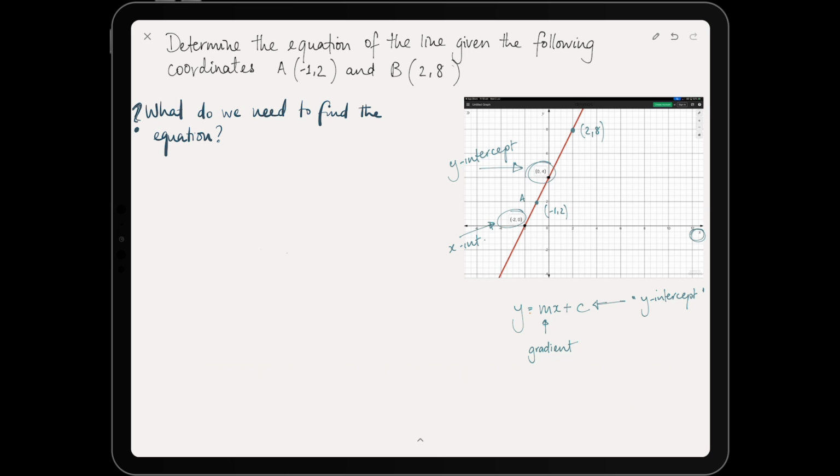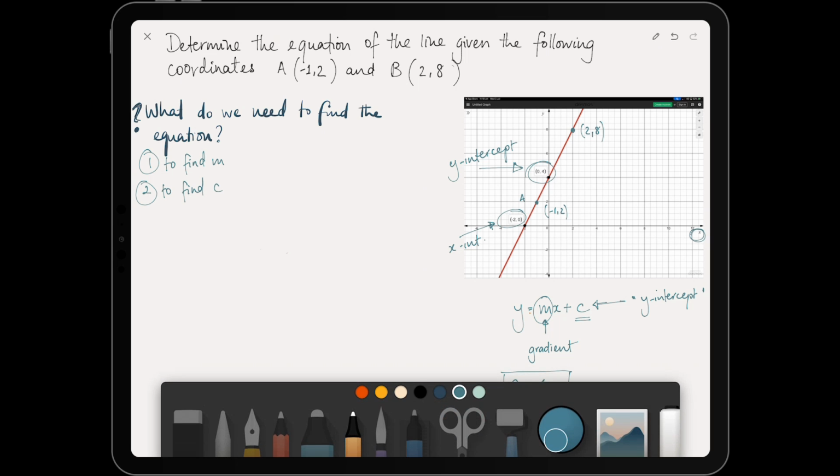Looking at this, we've actually got our y-intercept. We know that c is equal to 4, because if we look at where the graph cut the y-axis, it cut it when y was equal to 4. So let's go back and try and find m. Let's even try and prove c using the coordinates that we've been given. We know that what we need to achieve is c equals 4. So first up, we're going to need to find m, and then second, to find c. Let's do this using algebra.